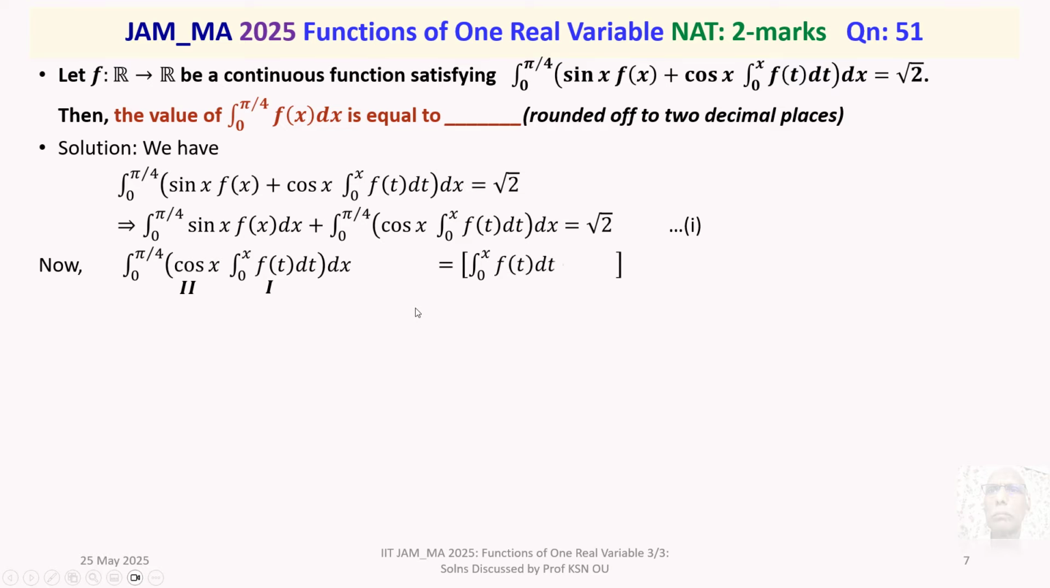This is equal to first function, integral 0 to x f(t) dt, into integral of cos x, which is sin x, to be evaluated between x equal to 0 to pi by 4, minus integral 0 to pi by 4 derivative of the first, that is d by dx of integral 0 to x f(t) dt, multiplied by integral of second function cos x, that is sin x, with respect to x. Now evaluate this between the limits x equal to 0 to pi by 4. So wherever there is x, you write pi by 4.